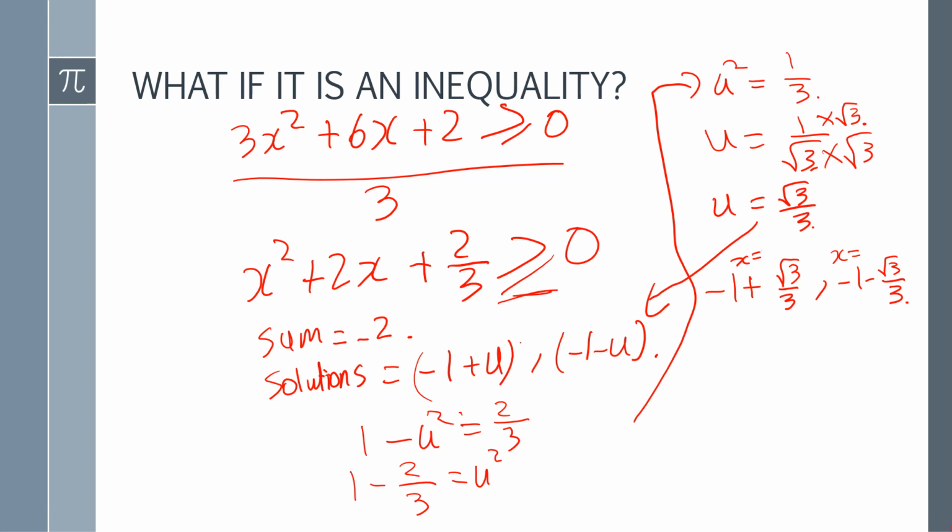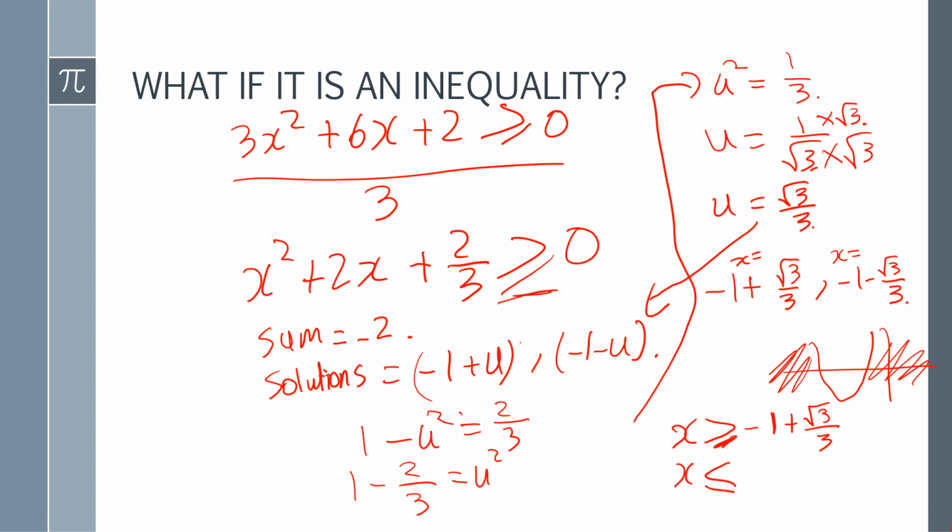So we plot a graph. I think both the values are negative. Yeah, both the values are going to be negative, so it's going to be somewhere around here. And since we have this sign, it's going to be either on this side or on this side. So x is either more than or equal to minus 1 plus square root of 3 divided by 3, or x is going to be less than or equal to minus 1 minus square root 3 divided by 3.